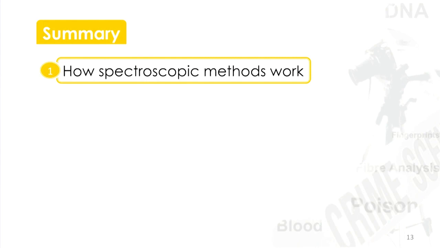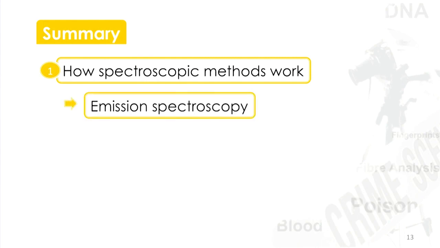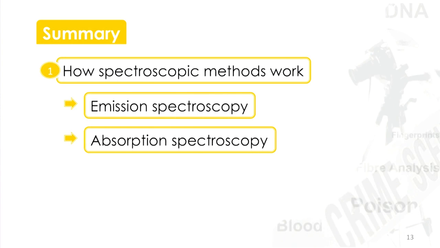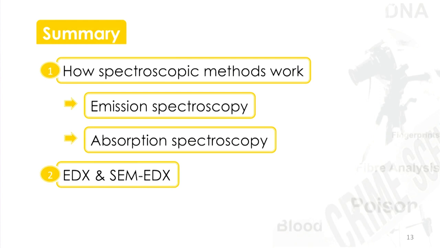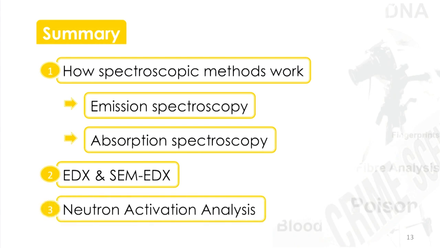So what have we learned in this lecture? We have seen how spectroscopic methods work, whether they are based on emission or, like atomic absorption spectroscopy, on absorption. So we know how they work, and we know their basis in the structure of the atom. We've looked at the EDX technique, which uses X-rays, and we've seen how that can be a very, very powerful technique for forensic scientists when it's combined with scanning electron microscopy. And we've also had a quick look at the technique called neutron activation analysis.